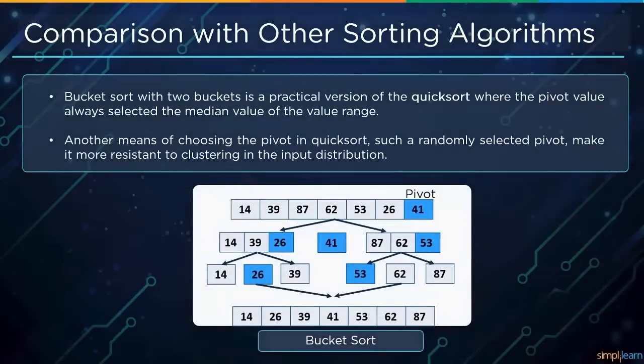Next, we will compare the bucket sort algorithm with quicksort. Bucket sort with two buckets is effectively a version of quicksort where the pivot value is always selected as the median value of the value range. Another method of choosing the pivot in quicksort, such as a randomly selected pivot, makes it more resistant to clustering in the input distribution.